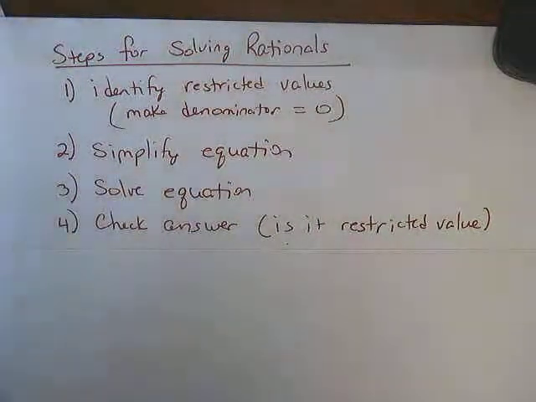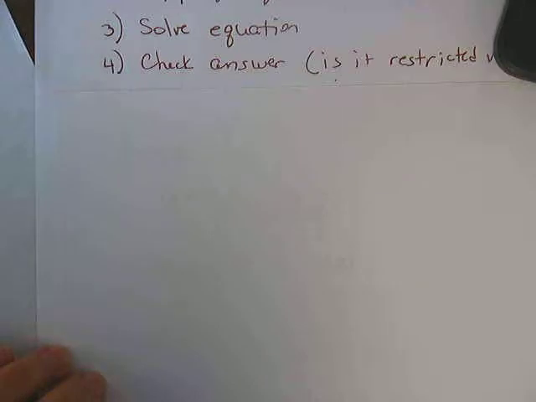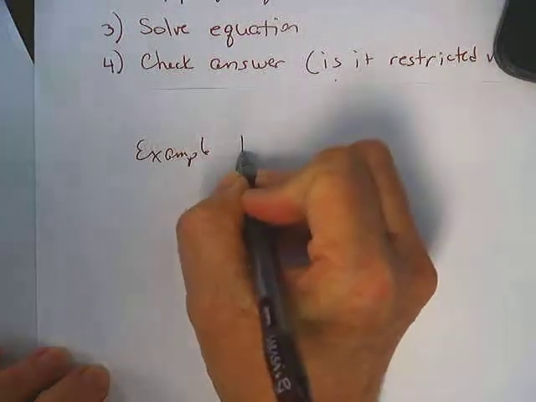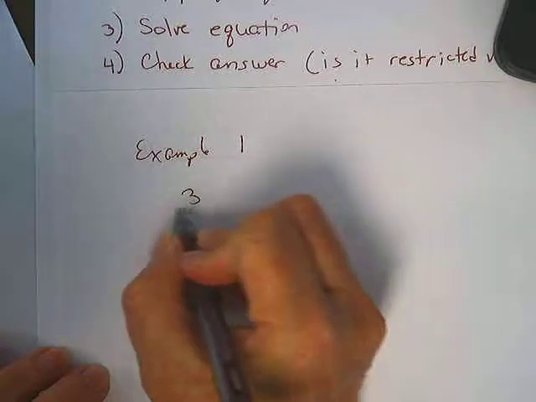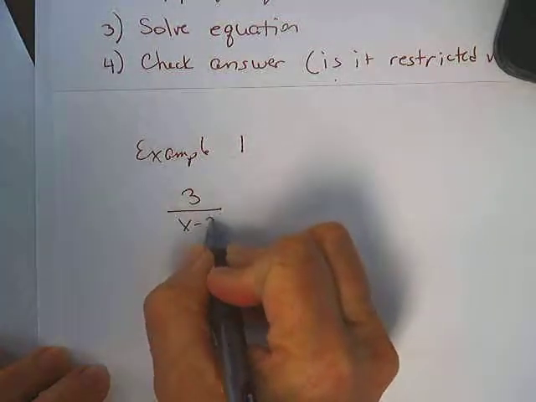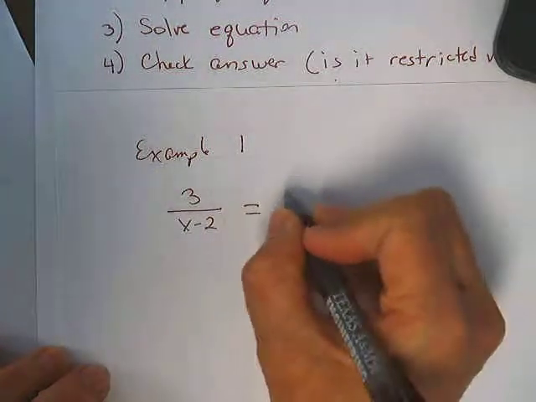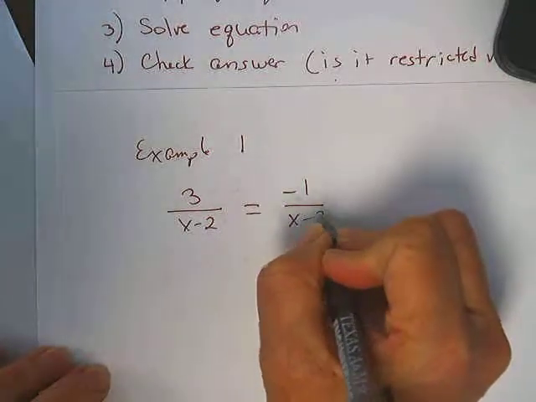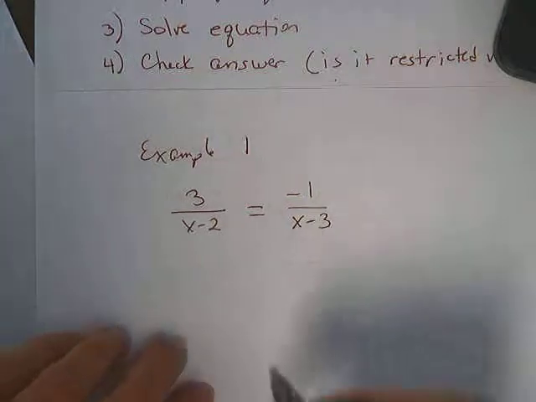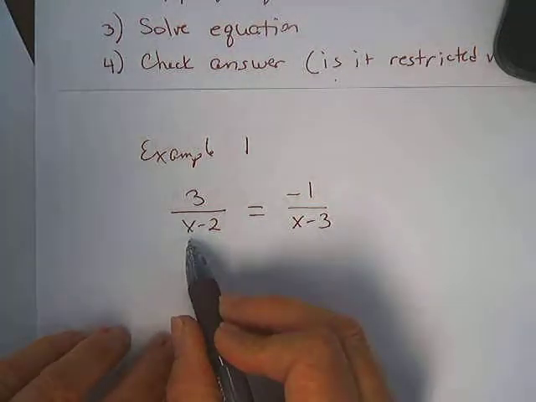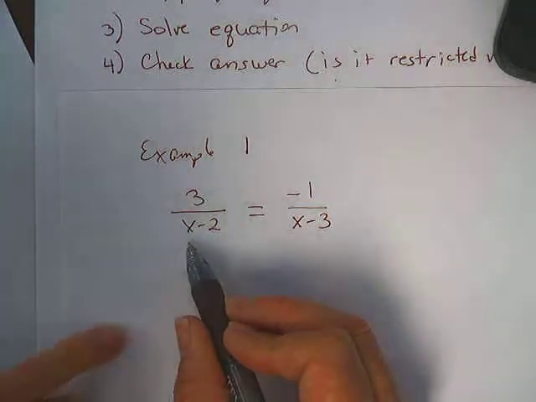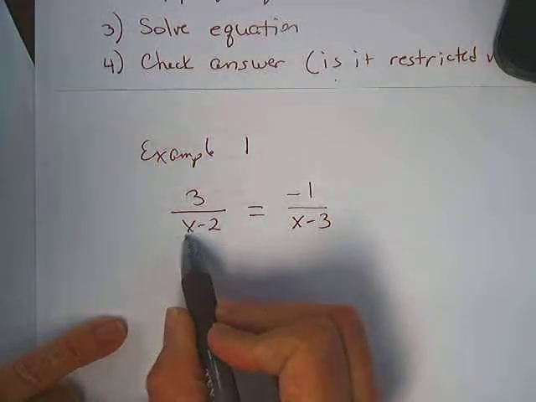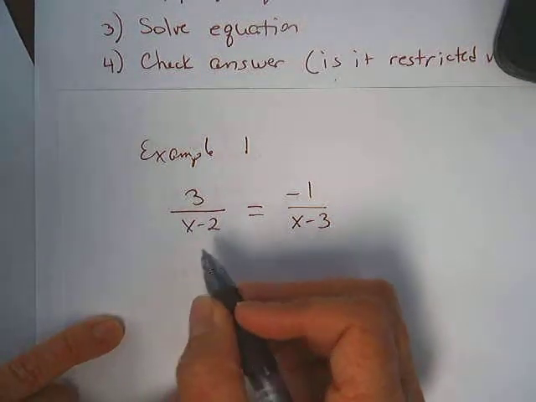Okay, so let's go ahead and we'll start our first example here. So example 1. We've got 3 over x minus 2 is equal to negative 1 over x minus 3. So when I look at this, I need to check both denominators, or every term. What makes the denominator equal to 0? What would make x minus 2 equal 0?